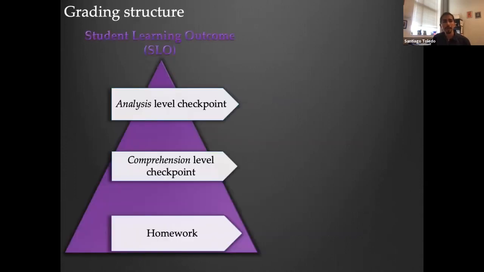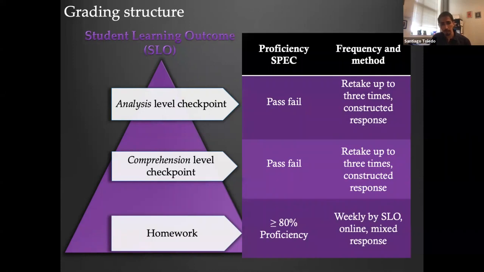So for any given SLO in my classroom, I have these 3 sort of assignments, right? Every SLO is distributed with homework, a comprehension level checkpoint or assessment, and an analysis level checkpoint. And the students, as I mentioned to you, in this kind of categorization of these specs, have to do the homework at greater than 80% to get the spec or the points for the homework. They have to pass completely without any major errors to get the credit for the comprehension checkpoint, and the same thing for the analysis checkpoint. And all of those 3 they can retake up to 3 times during the semester.